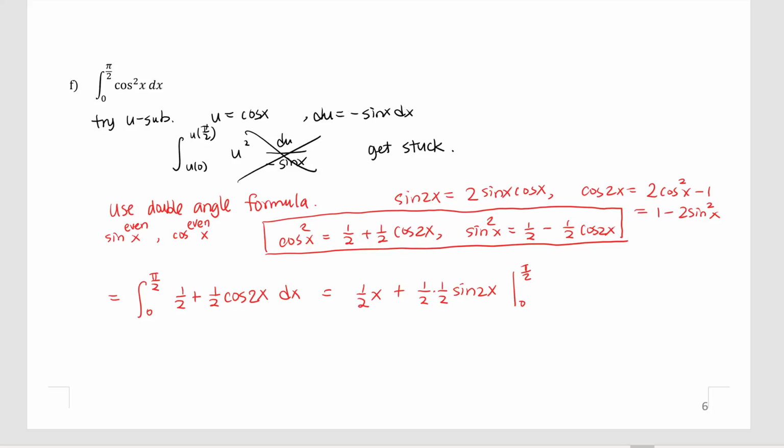So we plug in pi over 2 first. 1/2 times pi over 2, plus 1 over 4 sine of 2 times pi over 2, which is pi. Oh, what is sine of pi? It's 0. So this guy is gone. Subtract 1/2 times 0, which is 0. Sine 0 is also 0. Oh, so the answer is pi over 4. Okay, so this is the correct answer.